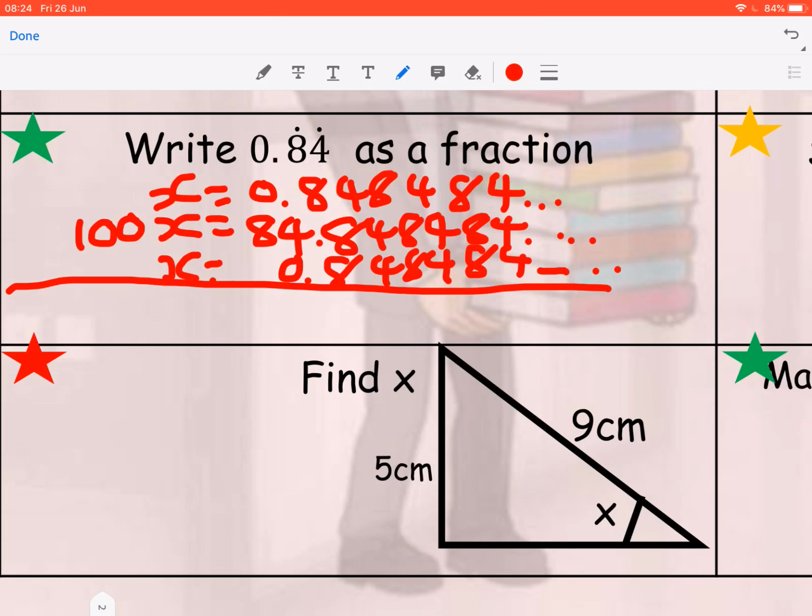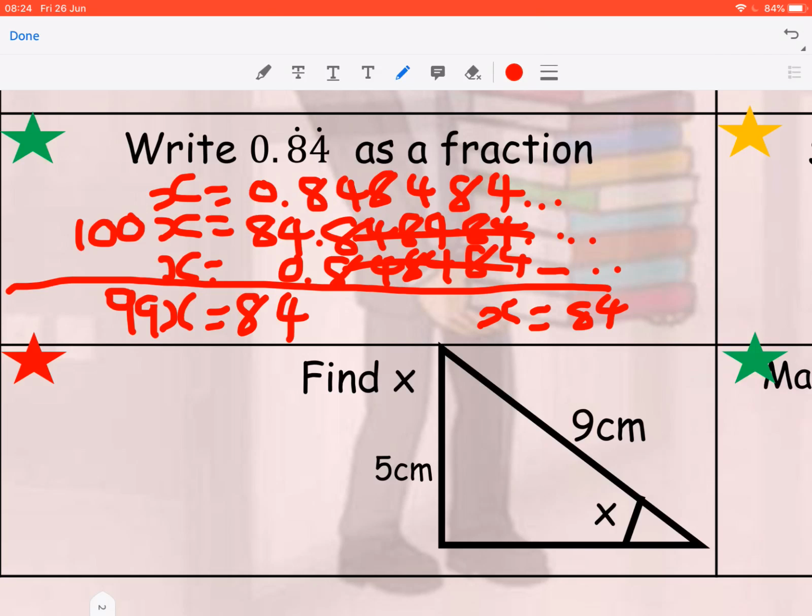Now, if you do exactly the same as you would with simultaneous equations and you take them away, these bits cancel out. 84 take away 0 is just 84. 100x take away x is just 99x. You've got solving equations now. Take the 99 over the other side to change to a divide. So x will equal 84 over 99. And that's your final fraction.